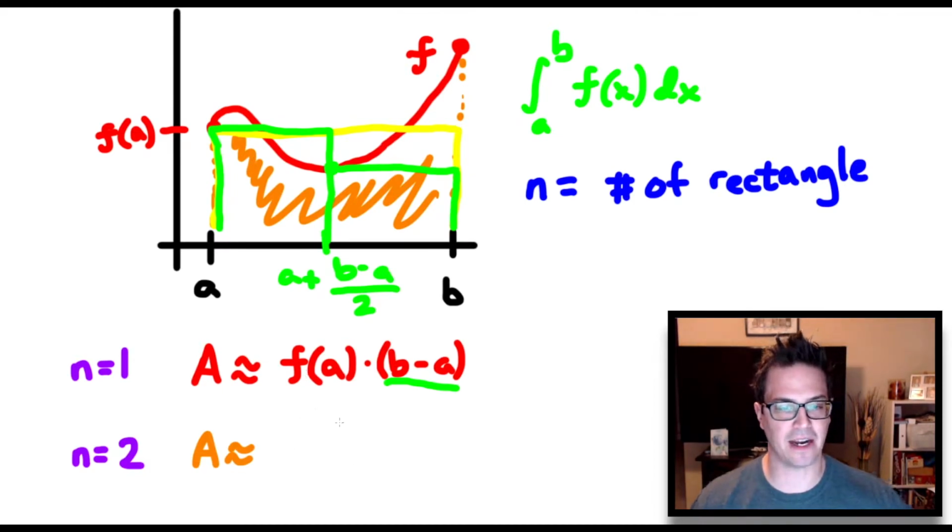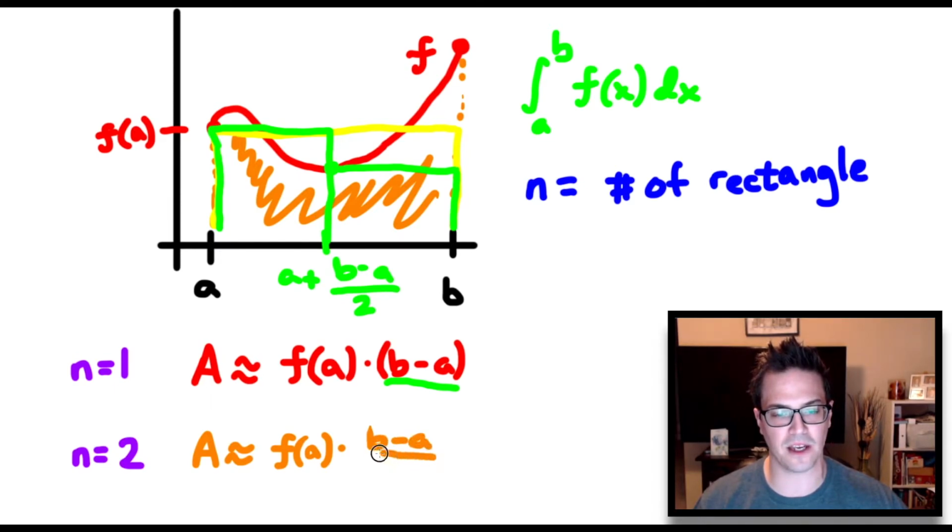Back to our area approximation, you have that first rectangle. It's just f of A times, okay, f of A is the height. The base right here is this coordinate minus this A, so it's just B minus A over 2. I'll write that in there, B minus A all over 2.